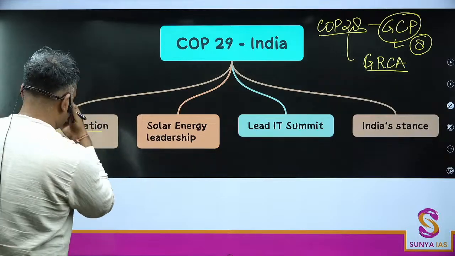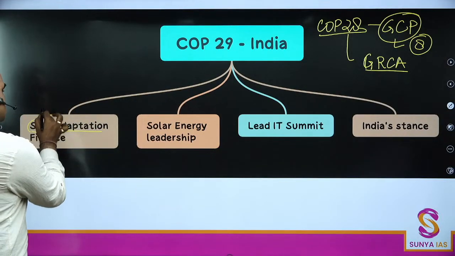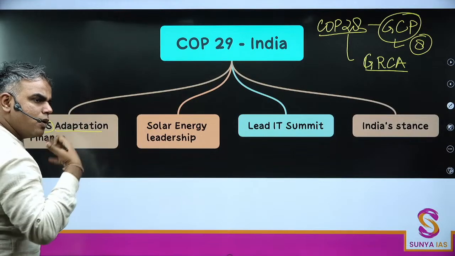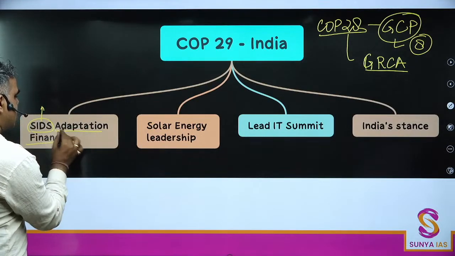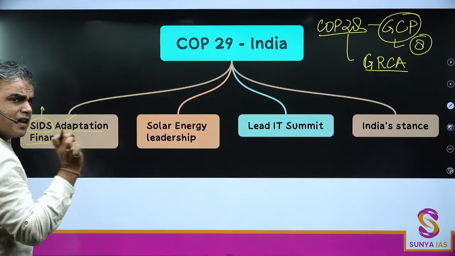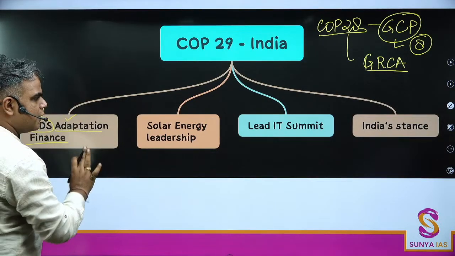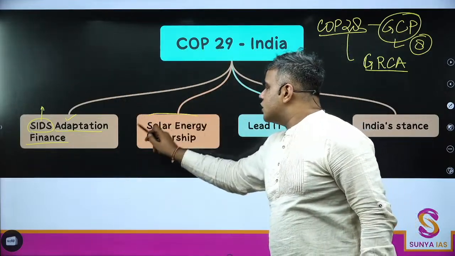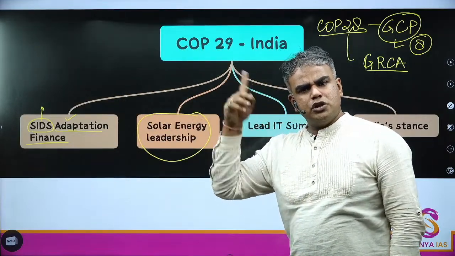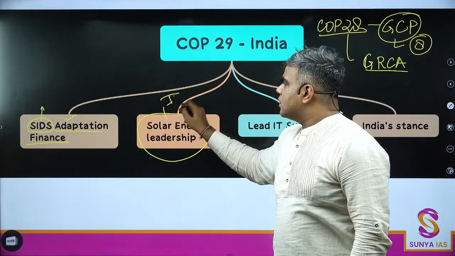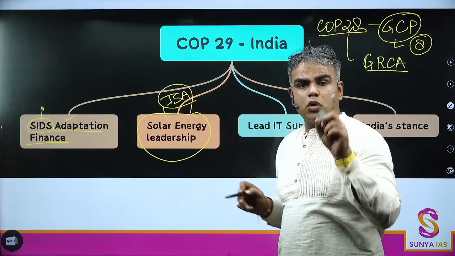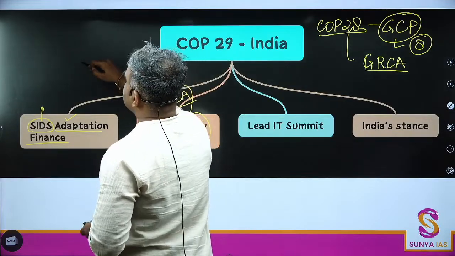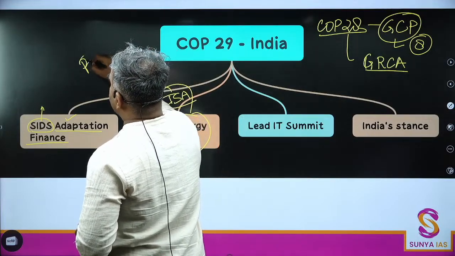So I'll just quickly go through this. One is SIDS, small island developing states. It spoke about adaptation finance and how a leadership role can be had here. Nothing very peculiar or specific, which is why we are not spending too much time here. Similarly, solar energy leadership. The moment you see solar energy, see India, you remember ISA, the International Solar Alliance, which again came up in COP21, the Paris Agreement, through the combined efforts of France and India.